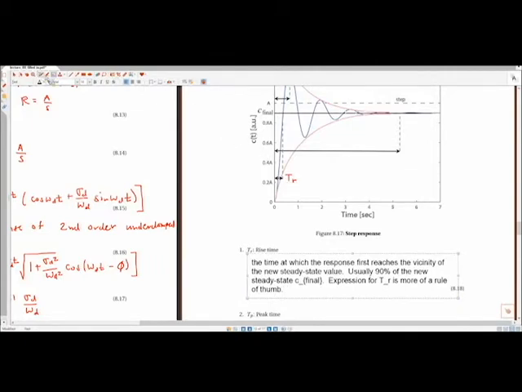That's the time at which the response reaches its maximum value. Okay, so we can actually directly solve for the peak time.